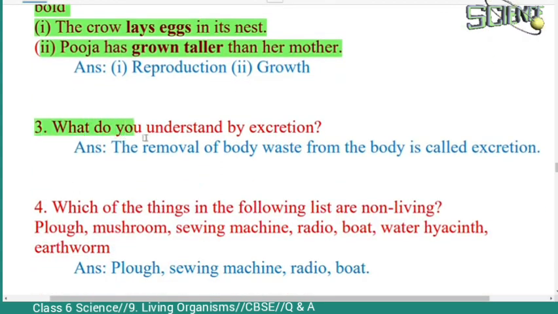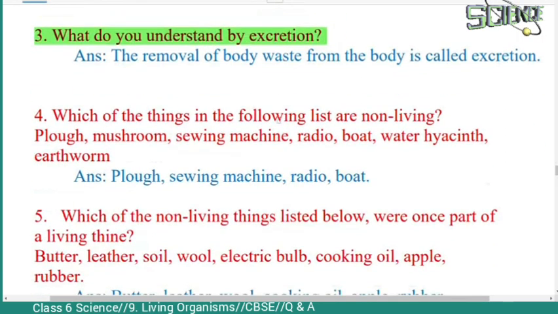Third question, what do you understand by excretion? The removal of body waste from the body is called excretion.